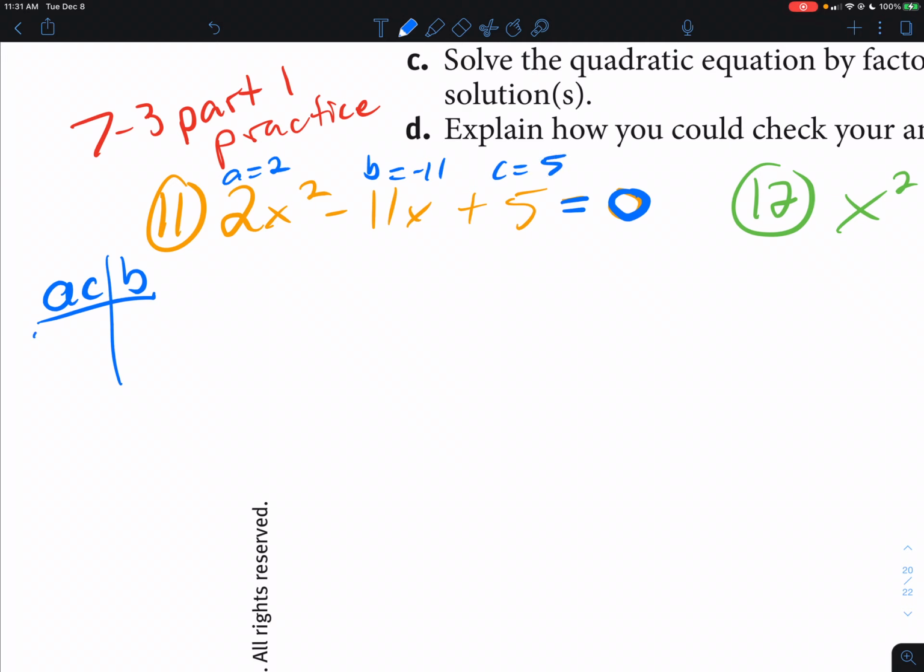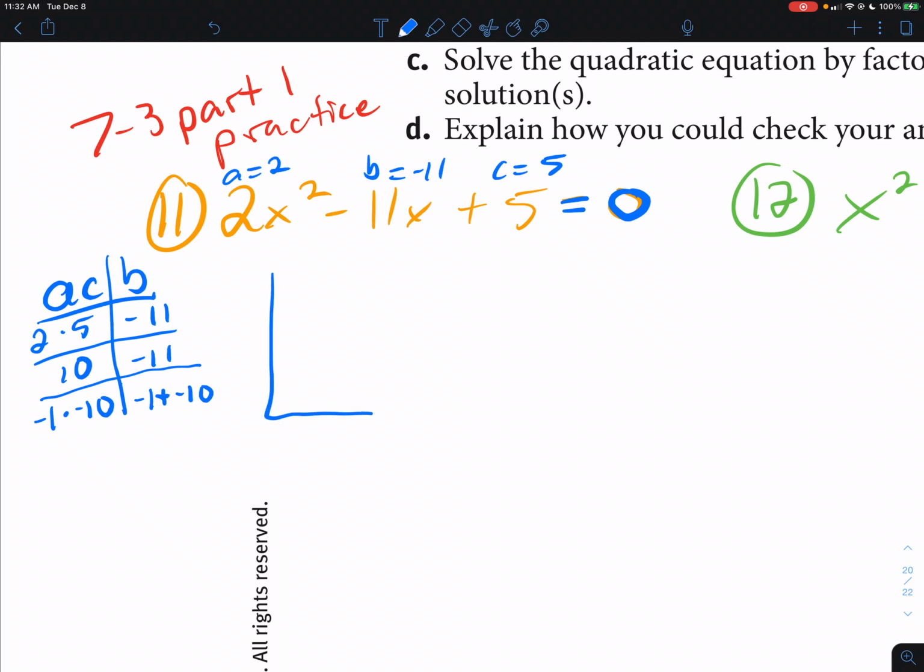So I'm going to do 2 times 5 and negative 11. Well, 2 times 5 is 10. Since our AC is positive and our B is negative, that means both of our factors will be negative. And I can tell that's going to be negative 10 times negative 1, because negative 10 plus negative 1 is negative 11. So in our box, we'll put 2x squared and 5.